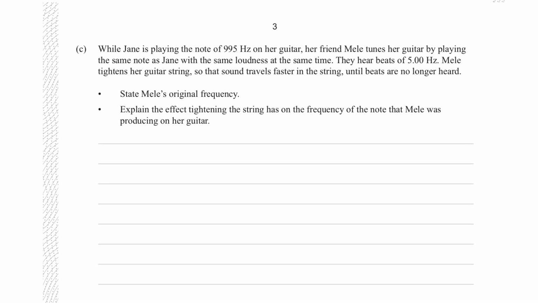While Jane is playing the note of 995 hertz on her guitar, her friend Mele tunes her guitar by playing the same note as Jane, same loudness, at the same time. They hear beats of 5 hertz, which means she's either going to be 990 or 1000 hertz. So Mele tightens her guitar string so that sound travels faster in the string until beats are no longer heard. So the sound travels faster in the string.